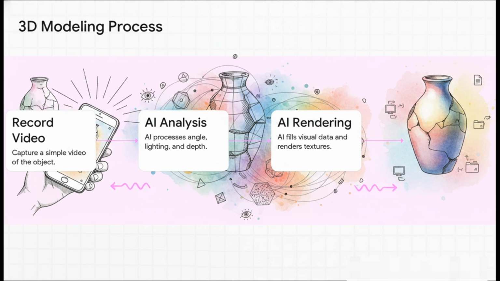Step 2, the AI immediately analyzes the angle, the real-world lighting, the depth, and the geometric structure from every single frame. Step 3, the AI intelligently fills in any missing visual data, corrects the edges, and renders the textures in real time. And finally, Step 4, the system outputs a flawless 3D digital replica. It literally takes a highly complex technical process and makes it remarkably simple for the user.